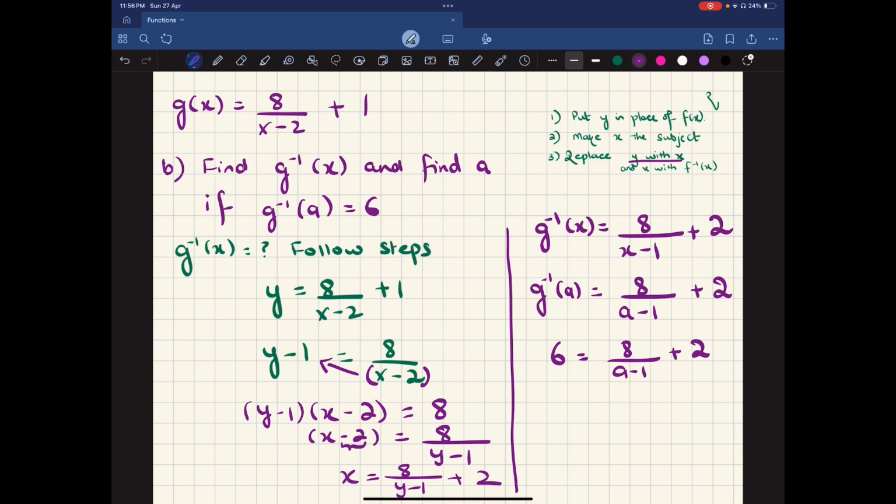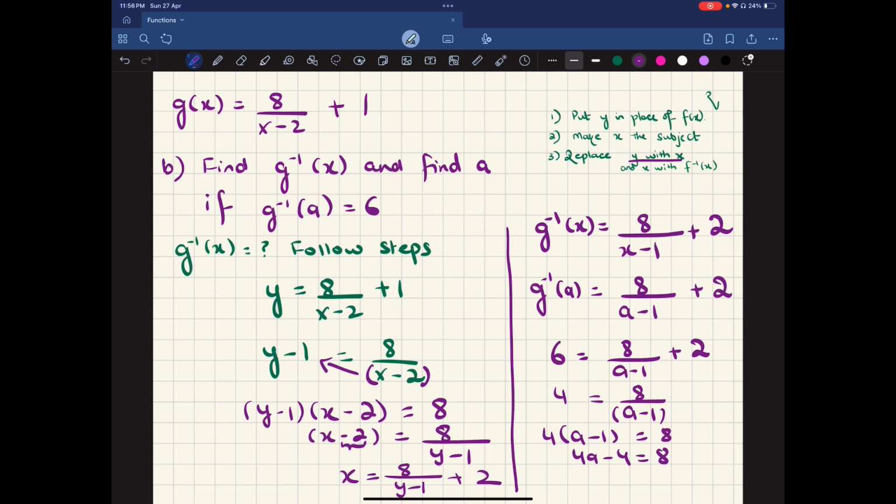Let's take 2 to the other side. 6 minus 2 is 4, equal to 8 over a minus 1. We're going to take this denominator to the other side and multiply it with 4. 4a minus 4 is equal to 8. 4a is equal to 12. a is equal to 3. So what is the value of a? The value of a is equal to 3.